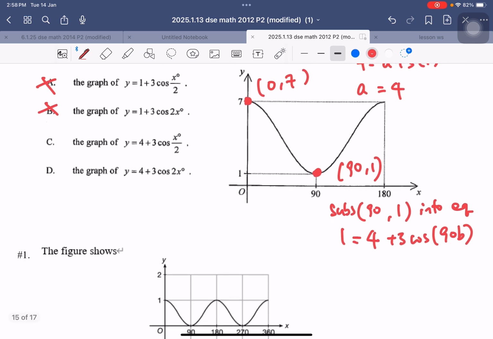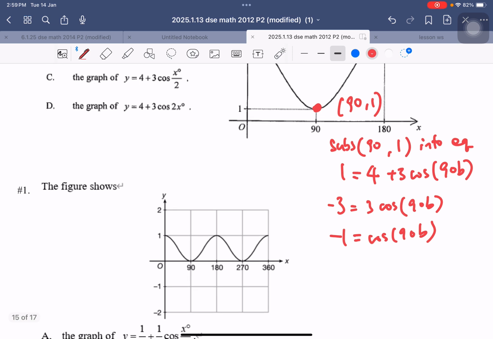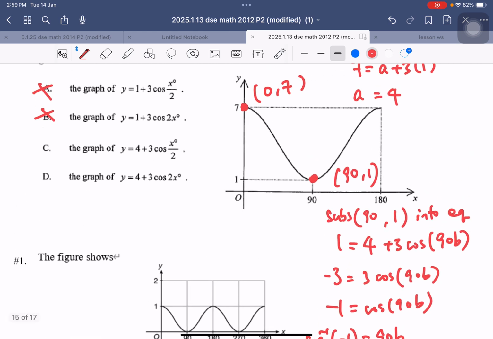Okay, so now we're trying to solve this equation. Make the b the subject. I don't want this 4. Moving it to the left becomes minus. So we have 1 minus 4 giving you negative 3 equal to 3 cosine 90b. Then negative 3 divided by 3 giving you negative 1 equal to cosine 90b. I don't want the cosine, so you need to add a shift cosine. Shift cosine of negative 1 giving you 180. So 180 equal to 90b, so b is equal to 2. So the answer is D.